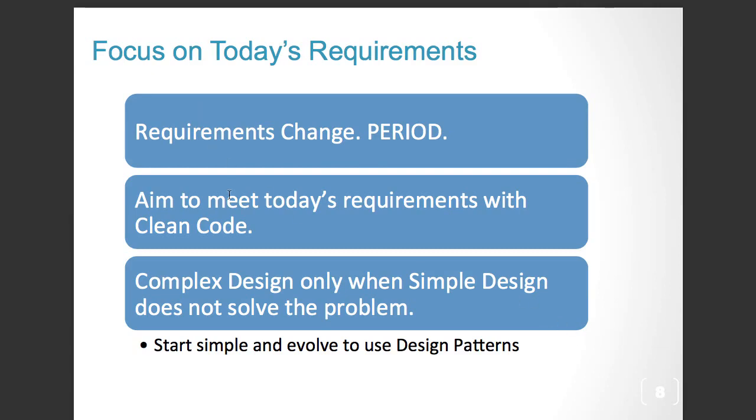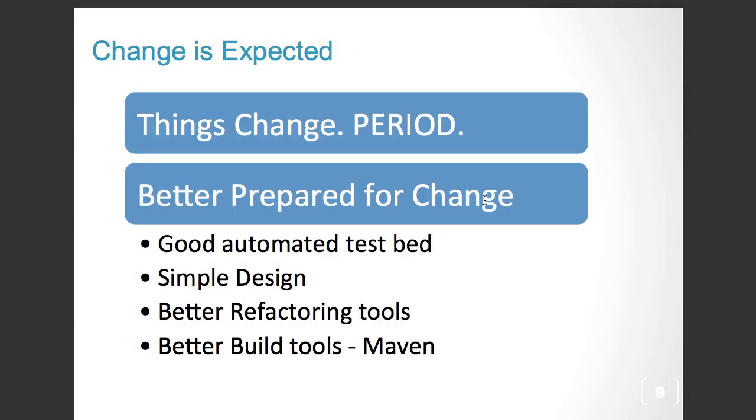So your aim with most of the Agile projects is to meet today's requirements with clean code, with easily understandable code, and go for complex design only when simple design does not solve the problem. So it's always important to start simple, and when your requirements get complex, then you can start using more complex patterns. So the most important part is things change. So it's very important to be prepared for the change.